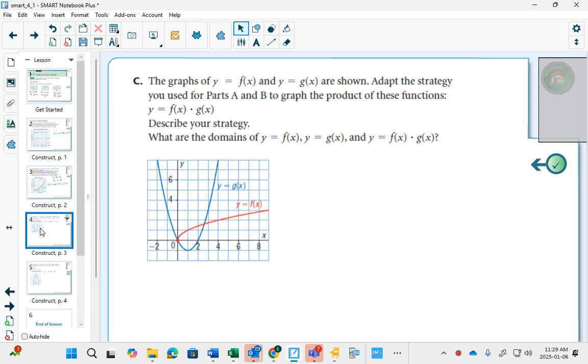Next, they didn't even make a story for this one. They just said, here's a parabola and a square root graph. Let's multiply them together and see what happens. So you've got f of x, g of x, and we want to multiply them together. Well, with adding, we just added the y values. With subtracting, we just subtracted the y values. Well, what do you think we're going to do with multiplying? We're going to multiply the y values.